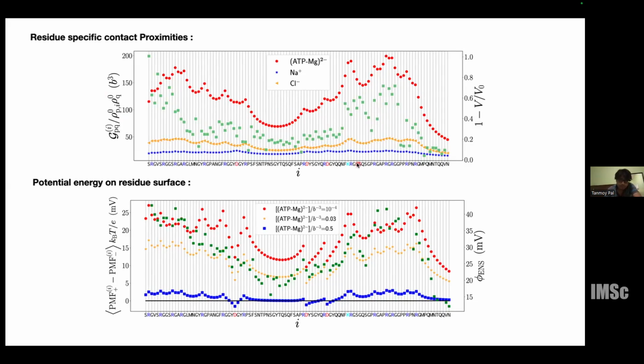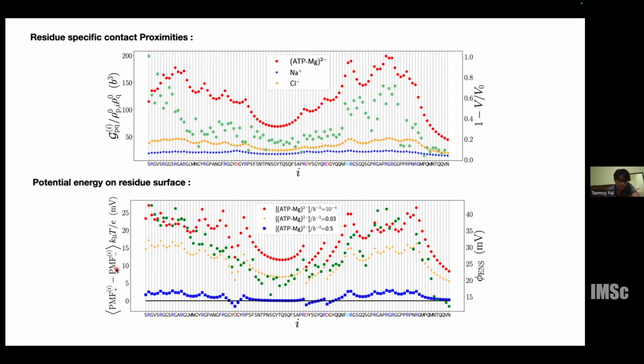And in the experiment, they can also measure the potential energy on the residue surfaces, which are shown again in the green squares. These are the experimental data. In our simulations, we can compute the potential of mean force. Actually, what we have done is that in the experiments, they introduce positive, negative, and neutral magnetic particles in the system, and they measure the potentials based on their interactions with the actual system. And in our simulations, we did a similar thing.